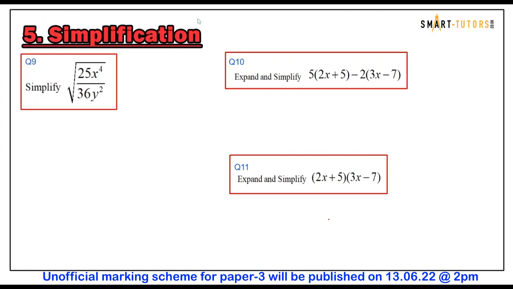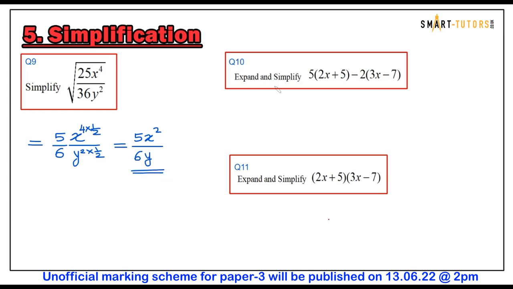Topic number 5, simplification. Question number 9, simplify. In this question, the square root of 25 is going to be 5, and the square root of 36 is going to be 6. And for the square root of x to the power 4, you need to take half of the power, so x squared. The same applies to y squared: the square root of y squared is y. So the final answer is 5x squared over 6y, right? So this is the answer for question number 9.